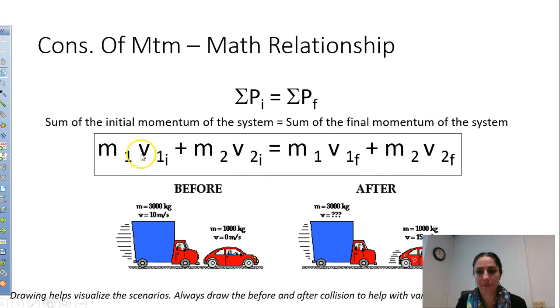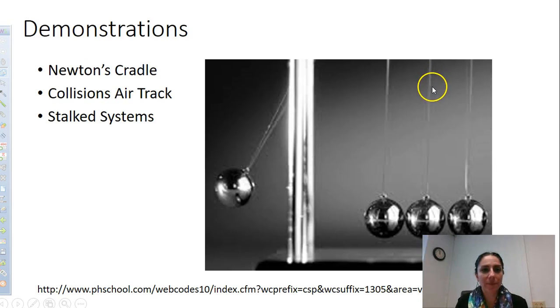So that's where, if you see this, that's where this comes from with the two objects here. This is demonstrated very well with Newton's cradle, which is this. Now I'm not going to do it in the video, so hopefully I'll do it for you in class or with the air track system.